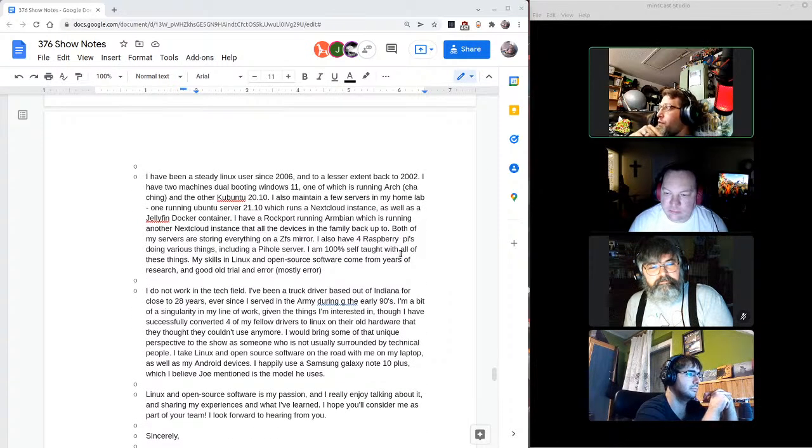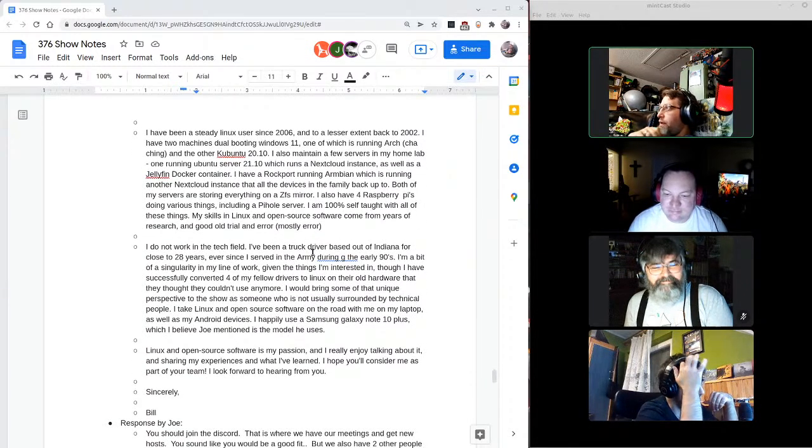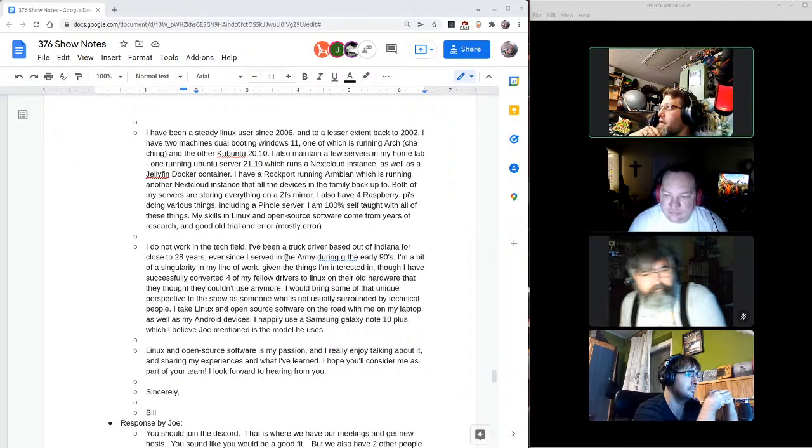I also have 4 Raspberry Pis doing various things, including a Pi-hole server. I am 100% self-taught with all of these things. My skills in Linux and open source software come from years of research and good old trial and error, mostly error. I do not work in the tech field. I've been a truck driver based out of Indiana for close to 28 years, ever since I served in the Army during the early 90s. I'm a bit of a singularity in my line of work. Given the things I'm interested in, though, I have successfully converted 4 of my fellow drivers to Linux on their old hardware that they thought they couldn't use anymore.